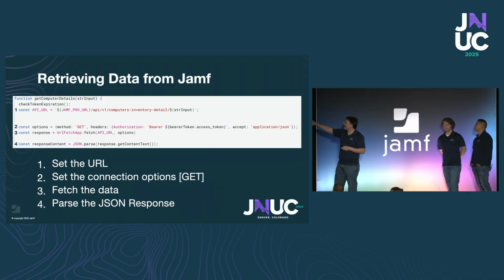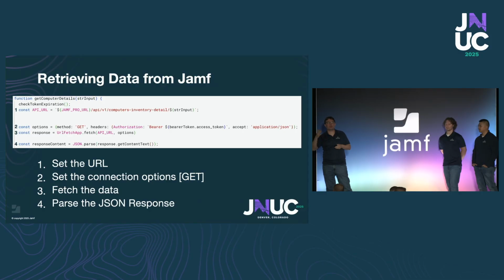Line 3 is where I actually send that command to Jamf and return the data. So I'm using URL fetch app fetch, and I'm fetching the data from that URL with my options. And then line 4 is where I'm parsing the response back. So you'll see JSON.parse response.getContentText. That's it. I now have an object in my code that represents the entire computer, and every detail about it that Jamf has access to, okay, almost all the details that Jamf has access to, are available via the API.